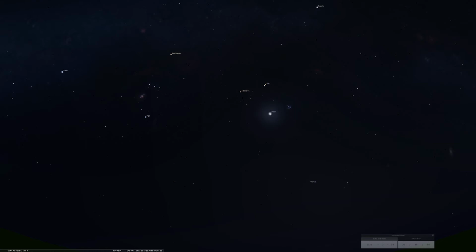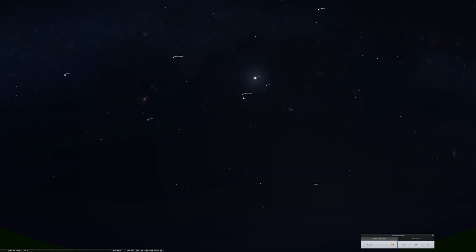On the 19th, the moon will be above Mars and Aldebaran. Again, that's the 18th and 19th of this month. Hopefully you'll have a nice clear sky to be able to see this.